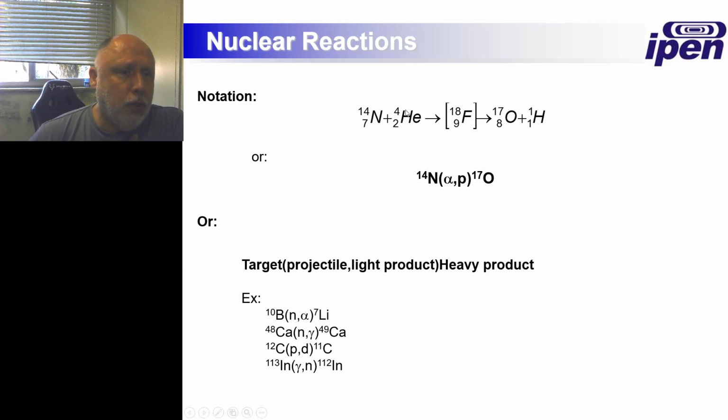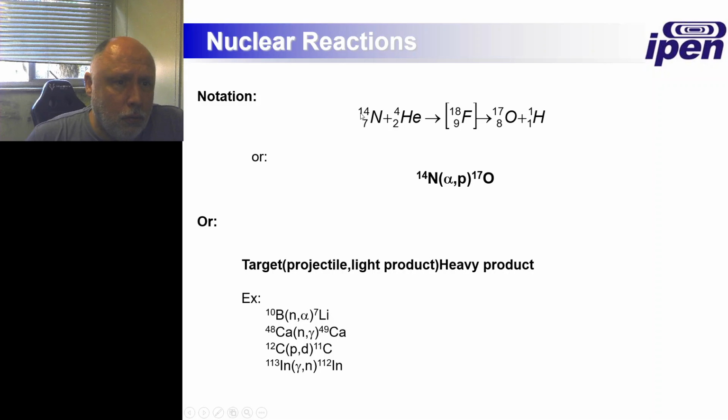So if we had 14 plus 4, we have 18, 7 plus 2, we have 9 protons, so this is fluorine 18. With a twist: these brackets here mean this is produced in a very, very excited state. It's not regular fluorine 18, right? It won't decay with the half-life of fluorine 18. It's a very, very highly excited state, and this will decay on its way to this one. In this case, oxygen 17 plus a proton.